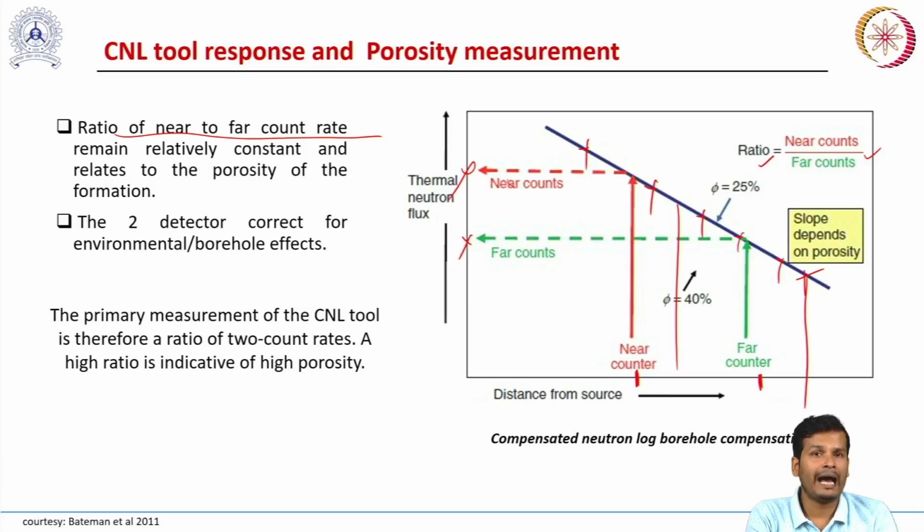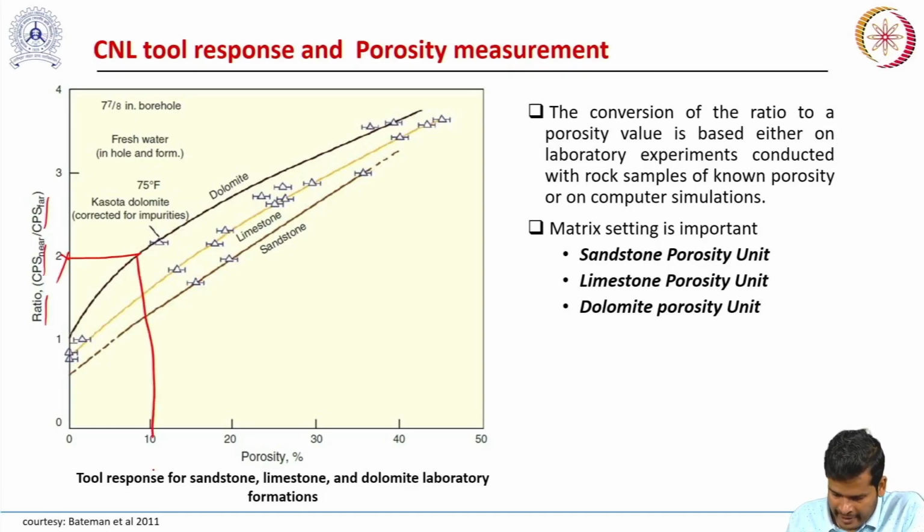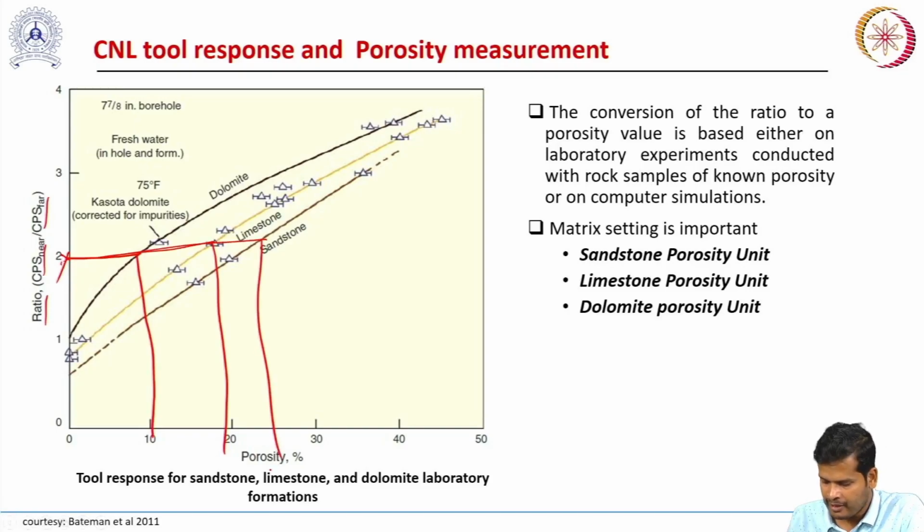So this way, I can monitor the ratio, that is the count rate at the near detector divided by the count rate at the far detector, and I can use this ratio to calculate the porosity of our formation, because the ratio is related to the porosity of the formation. So accordingly, I can use this figure or curve to get the porosity of the formation. For example, this is the ratio of count rate at near to far detector. Let's say the ratio is around 2. If my formation is dolomite, I will have porosity around 10. If the formation is limestone, my porosity will be around 20%. If my formation is sandstone, porosity will be somewhere between 20 to 30%.